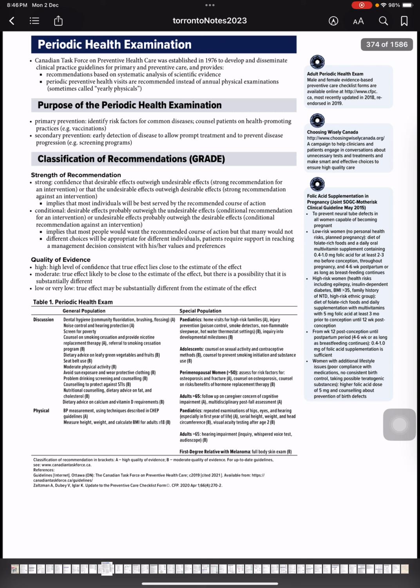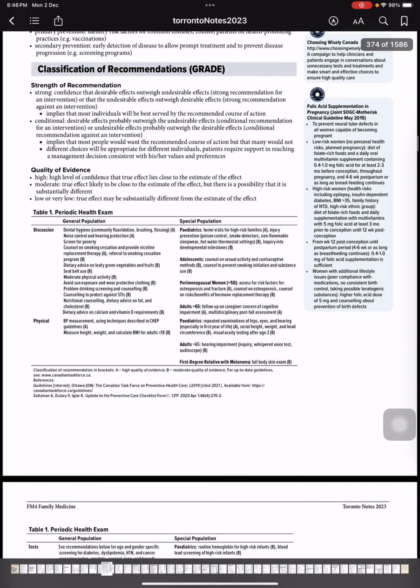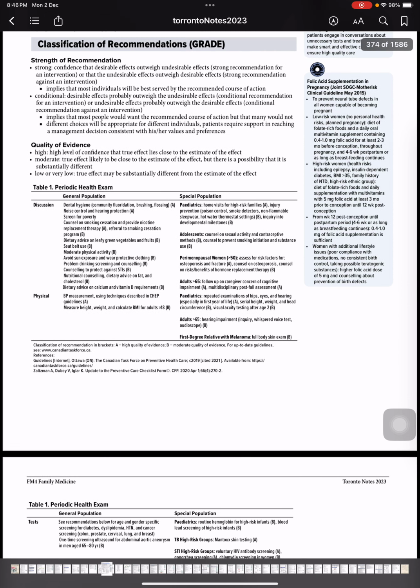Now moving on to this table. This is a very important table. These are basically the components of the periodic health exam that you're going to do when a patient comes into the clinic. For the general population, it applies to everyone: dental hygiene, community fluoridation, brushing, flossing, noise control, hearing protection, screening for poverty, smoking counseling, nicotine replacement therapy if the patient is smoking, referral to a smoking cessation program.